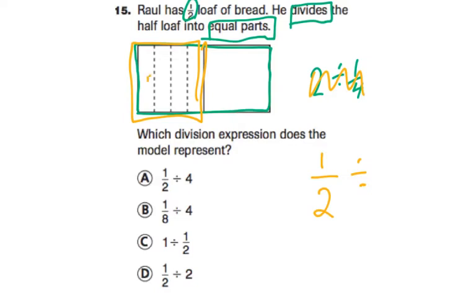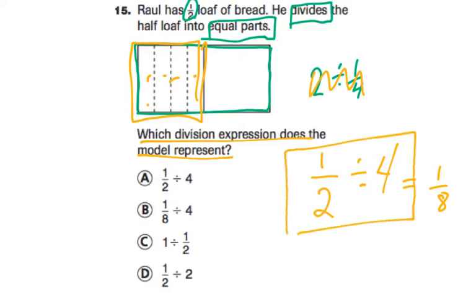How do I know 4 equal parts? Because I'm looking. It was broken into 4 equal parts. So it is 1/2 divided by 4. Okay? Now the answer would actually be 1/8, but they didn't ask us for the answer. They just asked us which division expression does the model represent. So we're just looking for 1/2 divided by 4, which is answer choice A. It's not B, it's not C, and it's not D.